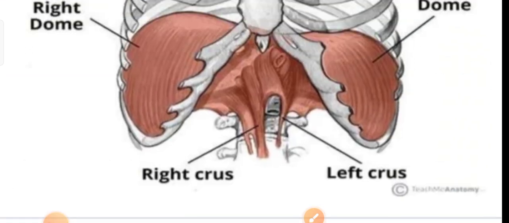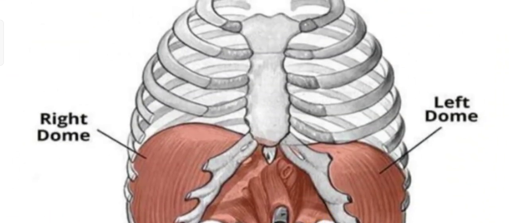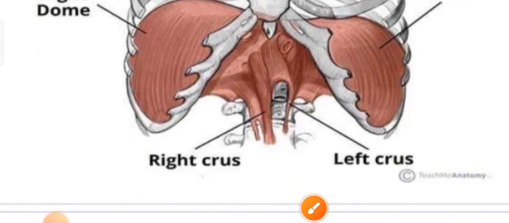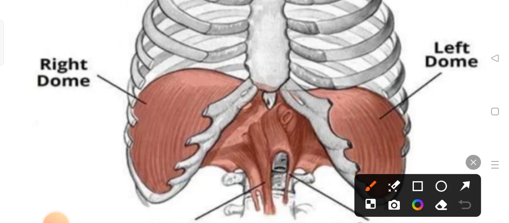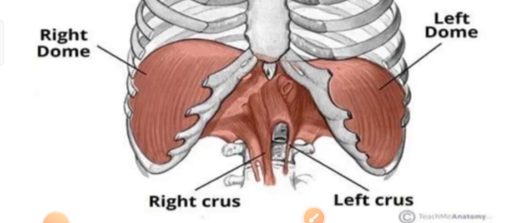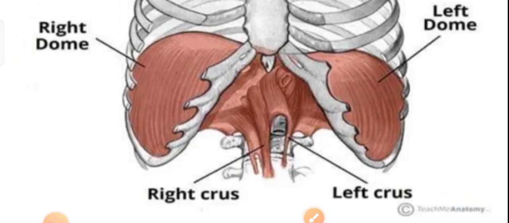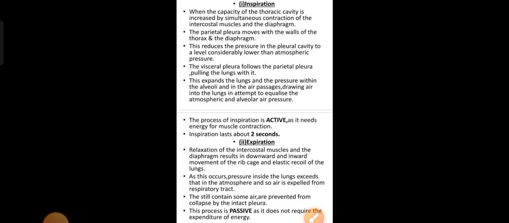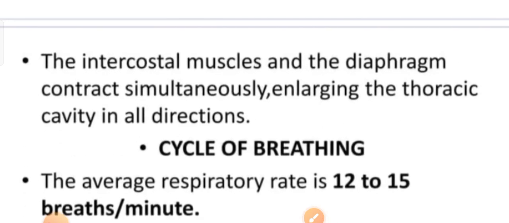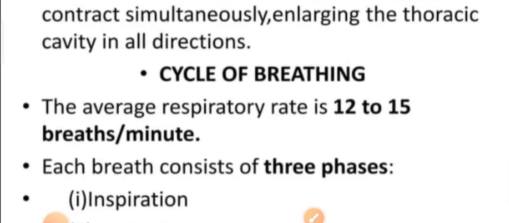See here. So this is the sternum. So this is the diaphragm. Left dome. Right dome. Intercostal muscles and diaphragm contract simultaneously, enlarging the thoracic cavity in all directions.